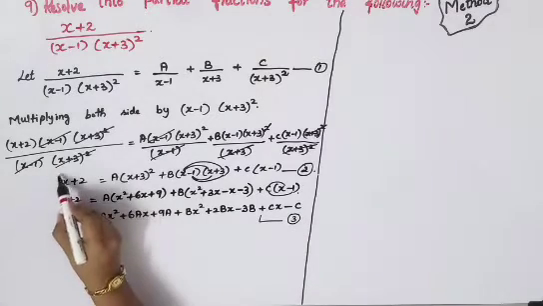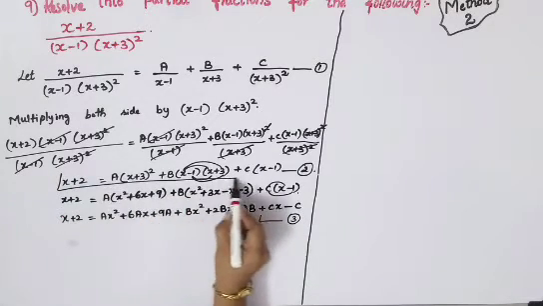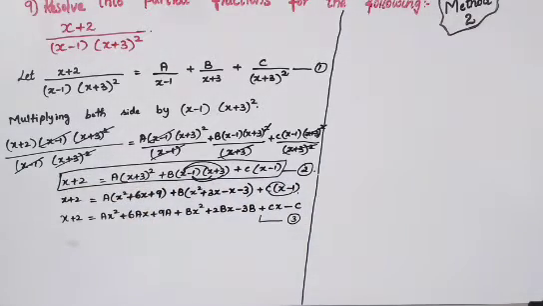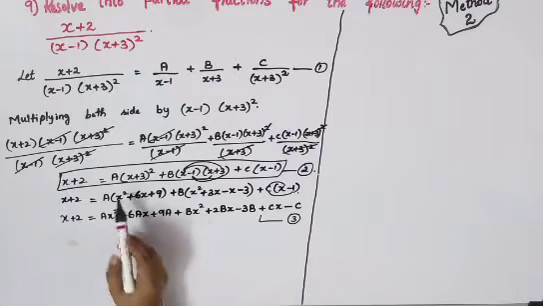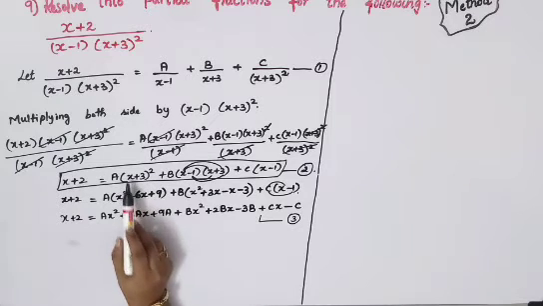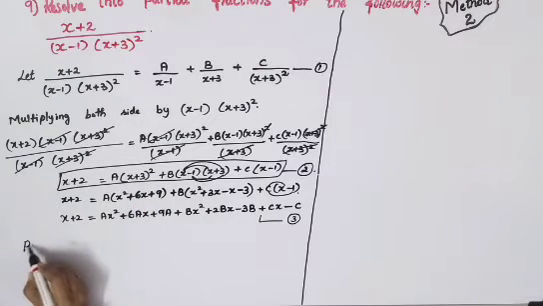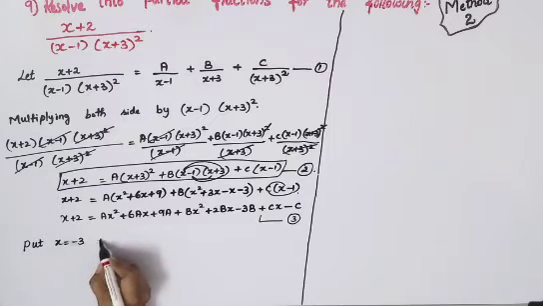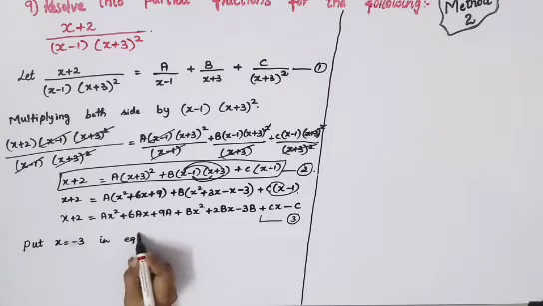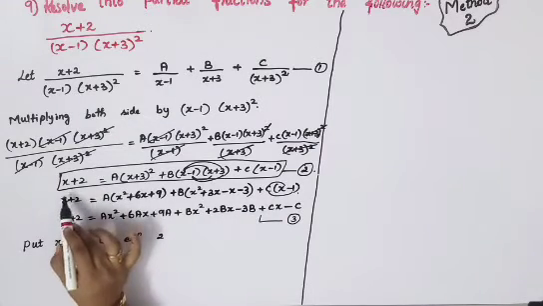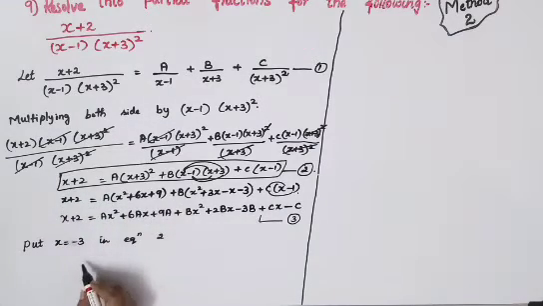So now go to your equation 2. Try to give values for your x and find your variables A, B and C. So first see your first term, A into (x + 3) the whole square is there. So the additive inverse of 3 is minus 3. So we'll just put x equal to minus 3 in equation 2. So here fully you will have to apply your minus 3 in the place of x.